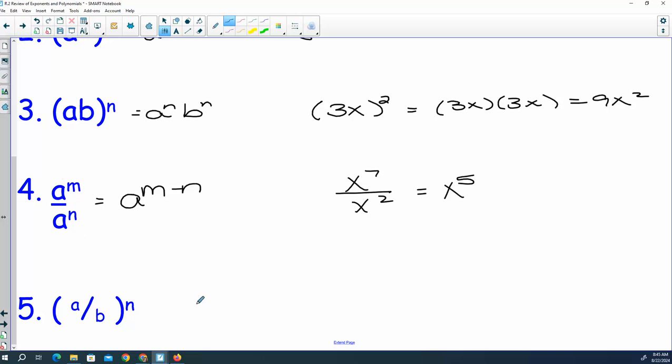Rule number 5 is very similar to rule number 3. In a fraction, the exponent can go to the top and the bottom. So for example, if you said 2/3 to the 3rd, you have to do a 2 to the 3rd and a 3 to the 3rd.